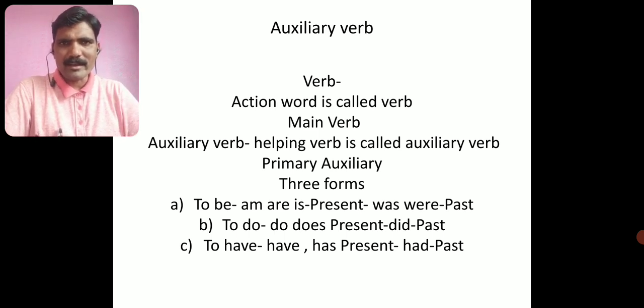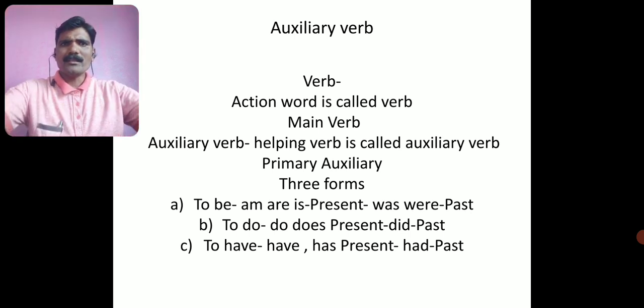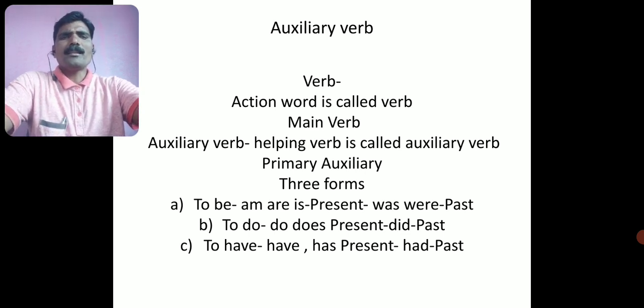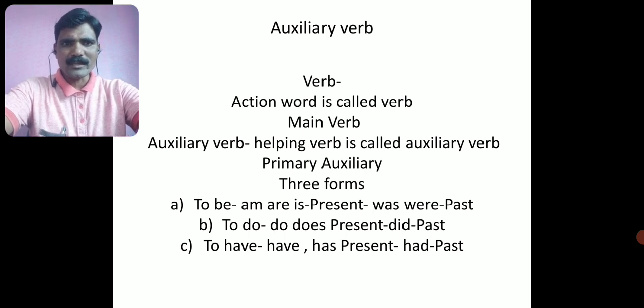Primary auxiliaries are also divided into three parts. Number one, to be. This to be is also divided into two parts: am, is, are for the present tense, and was, were for the past tense. Then to do: do, does for the present tense, and did for the past tense. To have: have, has for the present tense, and had for the past tense. Now let us see how we can use these auxiliary verbs in our day-to-day life situations.